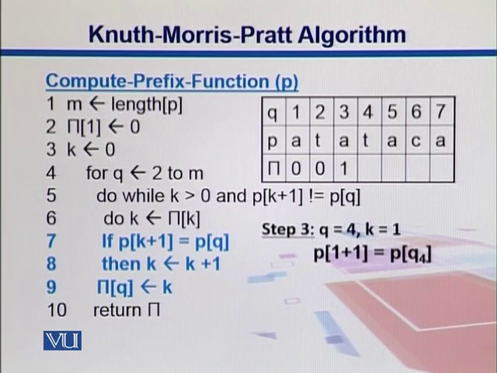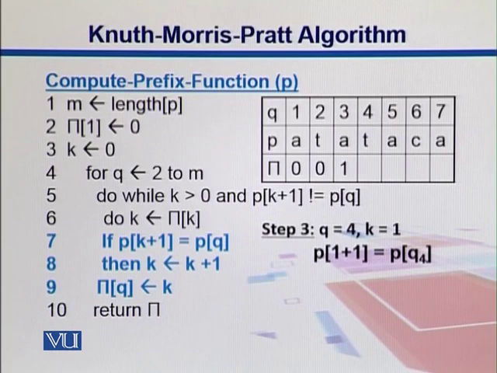And at the top we will also see, since our K is greater than 0, but P of K plus 1 is not equal to P of Q, this condition number 5 is not true, so that's why we won't go there. Rather 7 is true, because here we see that P of 2, at the second position, we have a T. So that matches with P of Q equal to 4. That's also a T.